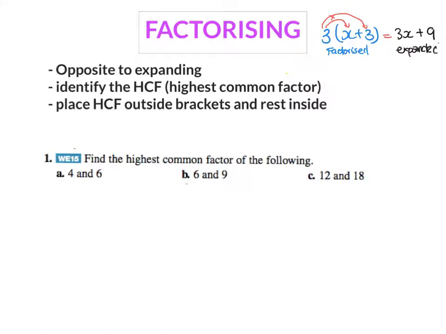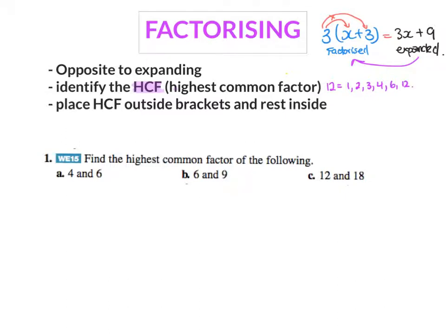So this over here is factorized form, and this over here is expanded form. What we're going to do in this topic is go from expanded back to factorized. To do that, we first need to find the highest common factor of our two terms. If you think about it, a factor is a multiple. If you had, say, the number 12, all the numbers that you can multiply to get to 12 are factors. So say 1, 2, 3, 4, 6, and 12.